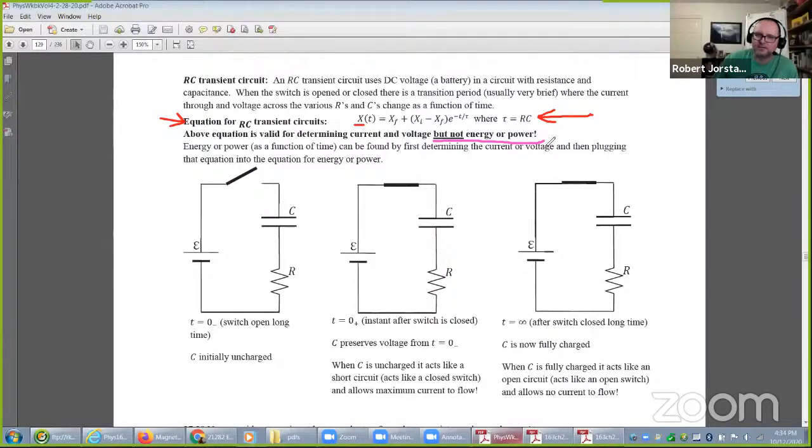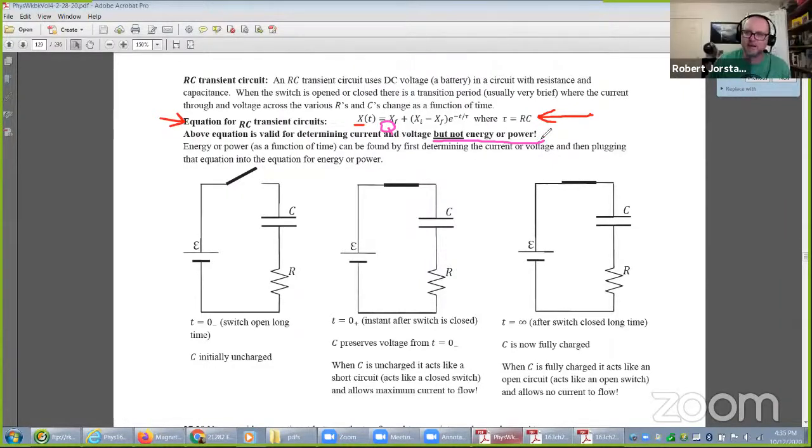Okay. I actually have a question about that. Go for it. You say that the equation is valid for determining current and voltage, but not energy or power. However, can't you also solve charge in there as well? Yes, absolutely. You could also get charge. Is there anything else that's not listed? So you have current, voltage, charge.